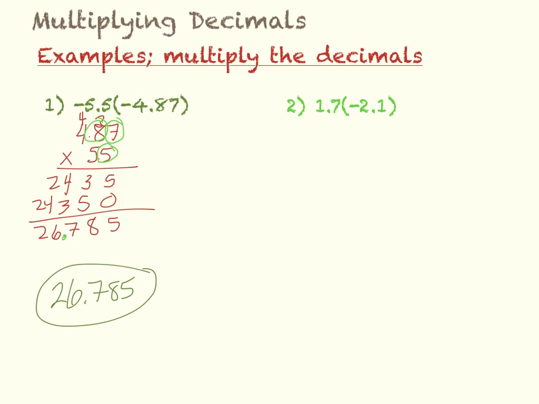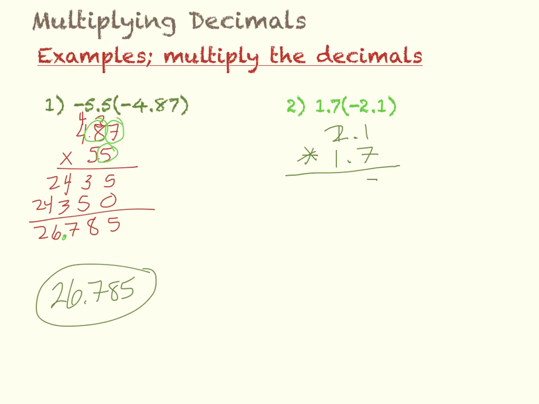And the next one, 1.7 times negative 2.1. So this answer is going to be negative because there's an odd number of negative signs. So I'm just going to take 2.1 times 1.7. And I'm going to multiply those.